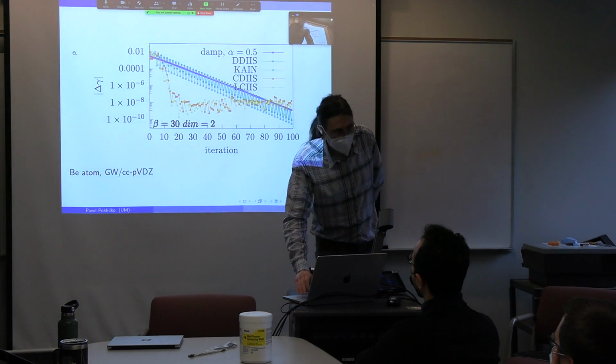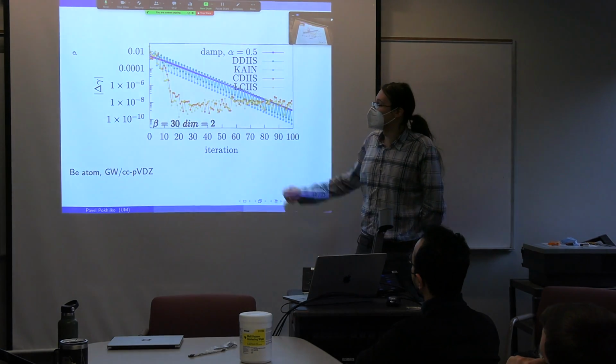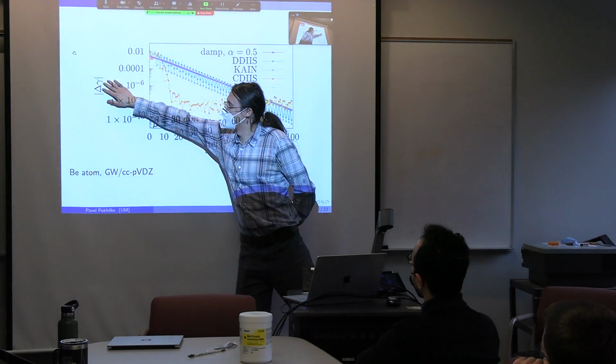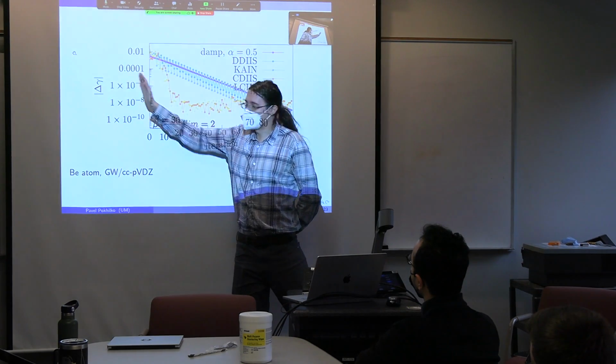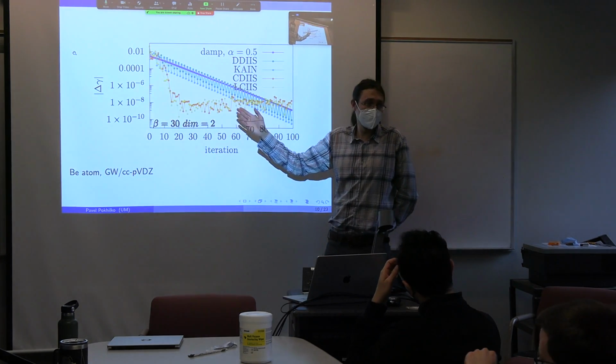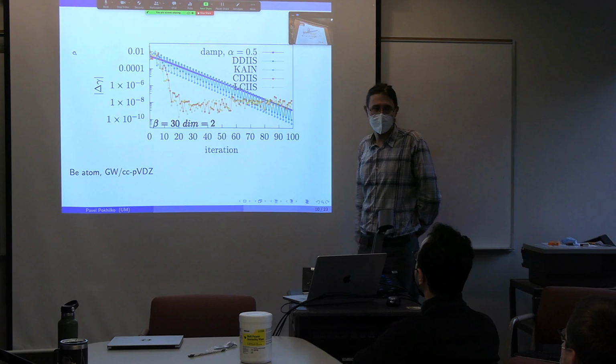So, what is the delta gamma? Yeah, it is the difference in density matrix. It is the norm of the difference between the density matrices in subsequent iterations, and that is printed as DMD in the output.